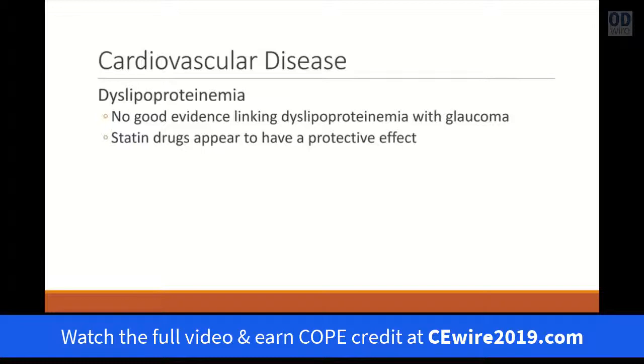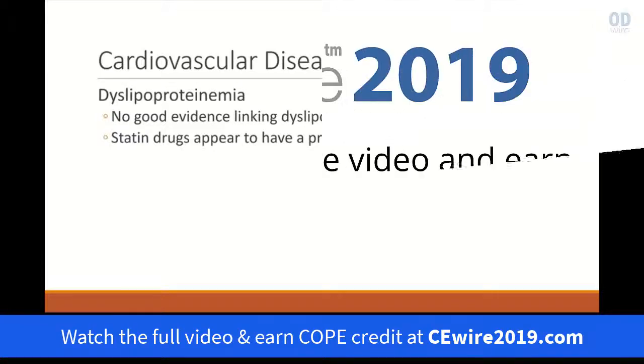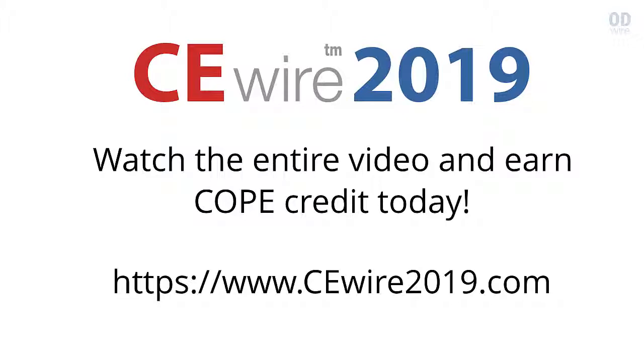We believe that the statin drugs have an antioxidant or neuroprotective effect. They may lower IOP a little bit as well, but that's not the big reason. So statin drugs actually appear to have a protective effect. So back to the paper we looked at before, the Stein paper, and looking at metabolic.